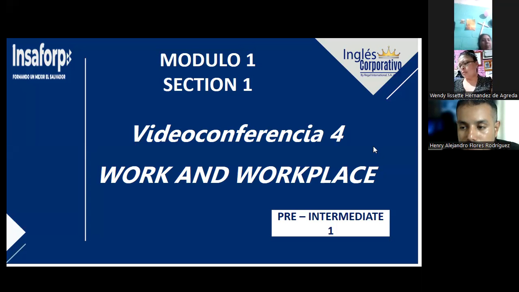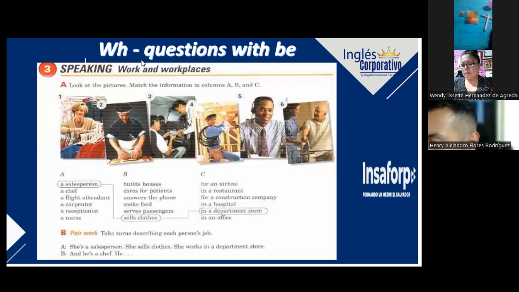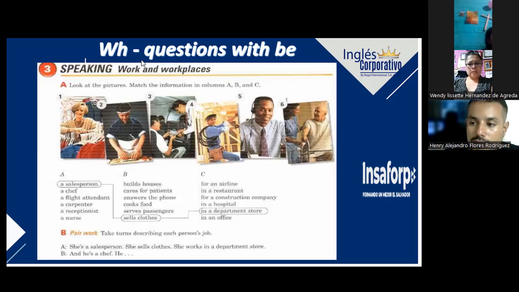Well, we'll continue today with the rest of the class, and we will continue always focusing on jobs. Look at this one and look at these examples. Look at the pictures and match the information in column A, B, and C. I sent this presentation through WhatsApp, so you can also have access to this file. What I want you to do is check this one. We're going to see the job and complete the statement. Match the information in column A, B, and C.